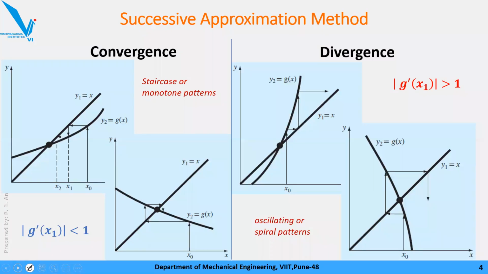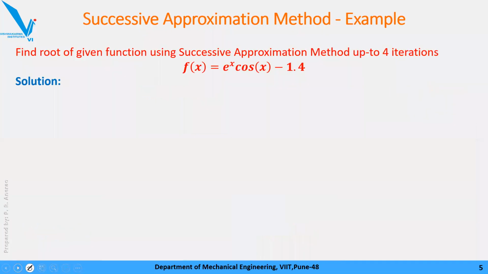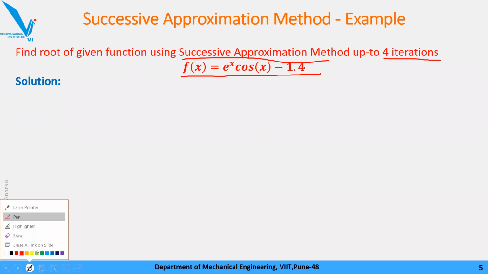Now we will move ahead with the procedure. We will learn this procedure using one example. The example is given: you have to implement SAM to find the root of this given function and do only 4 iterations. So how to start?